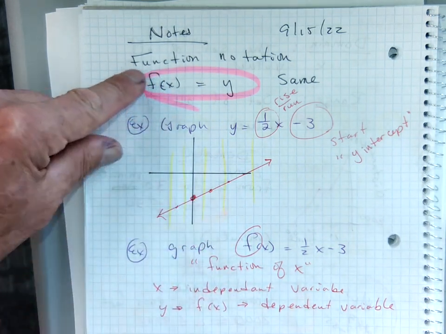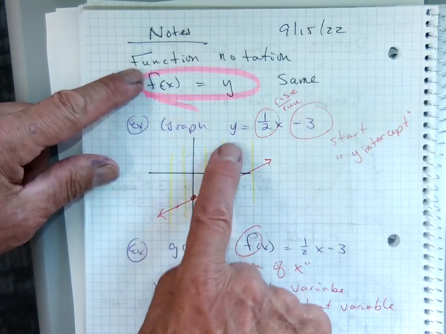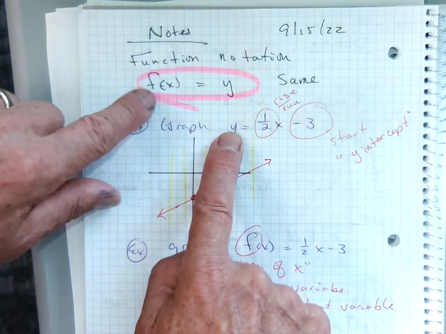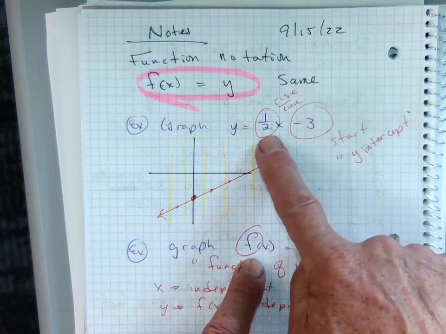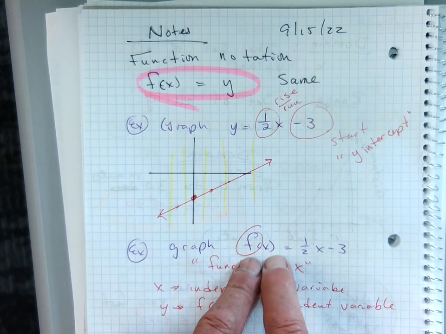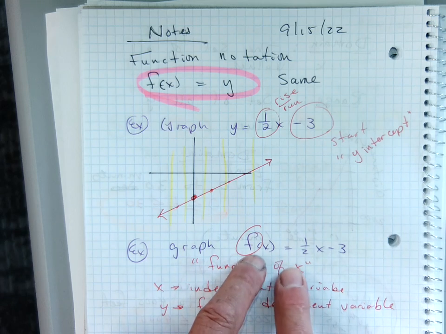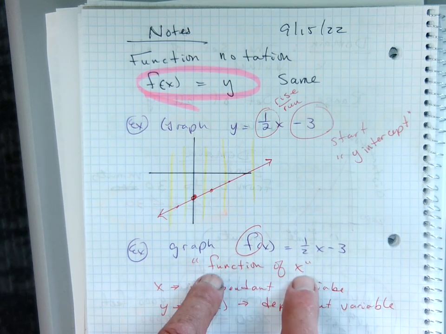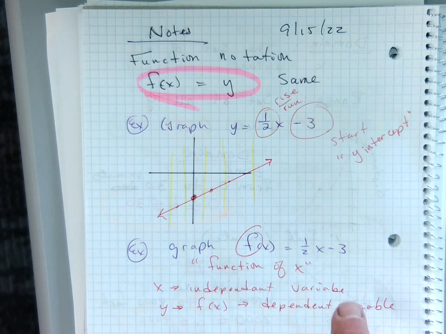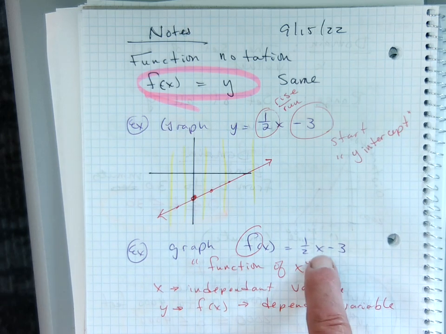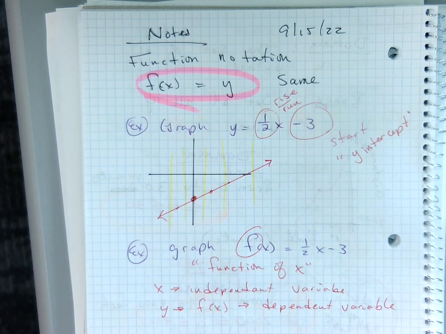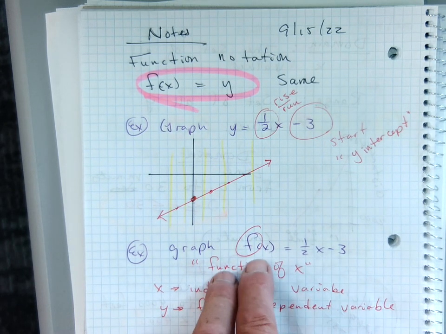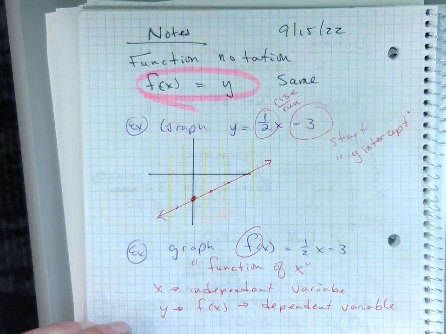Because this graph is a function, we use f of x. Instead of y equals 1/2 x minus 3, we can say f of x because it is a function. Now remember, y and f of x are kind of the same thing, but it is a function, so we say f of x because it's the function of x. That makes x the independent variable, and f of x or y the dependent variable. So anything that is a function, we can just say f of x instead of calling it y.